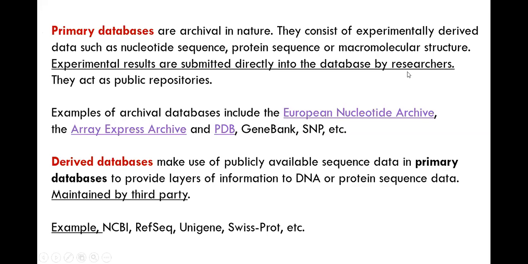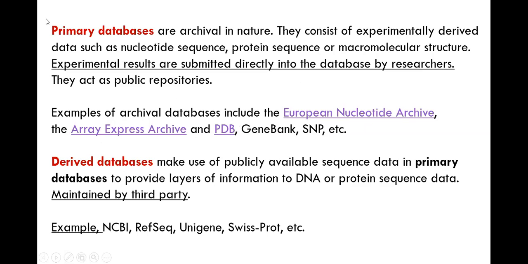So they just got some sequence information. They just want to give it to the database and tell that it may be a novel, something I worked on, take it. So the primary databases take it, any sequence, nucleotide, protein, or any other thing you are doing. They may be acting as public repositories, where from any nook and corner of the world, any researcher or scientist working in this can submit to the primary database. Examples of primary databases are European Nucleotide Archive, ArrayExpress Archive, PDB, Protein Database, GenBank, and SNP, etc. We will see what these are, given the time.